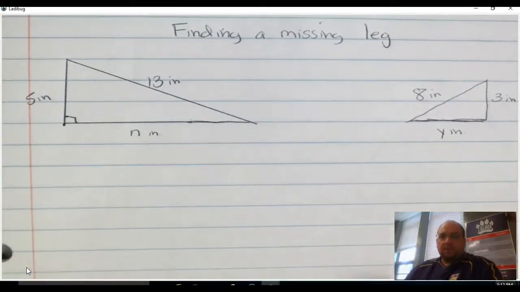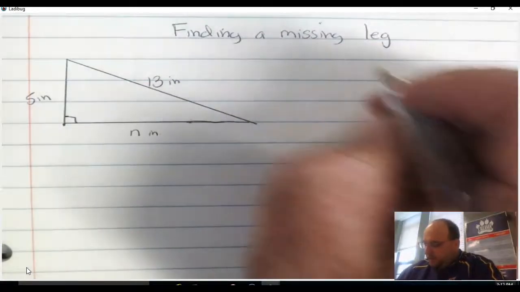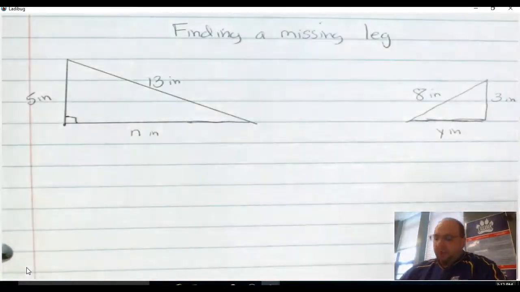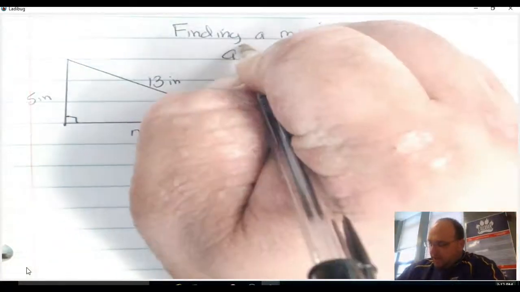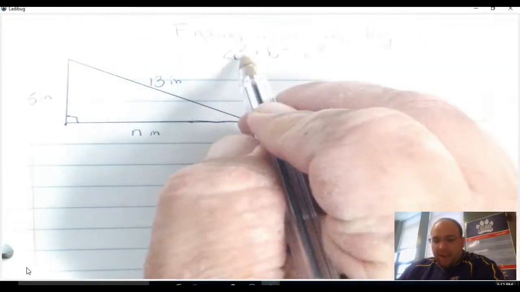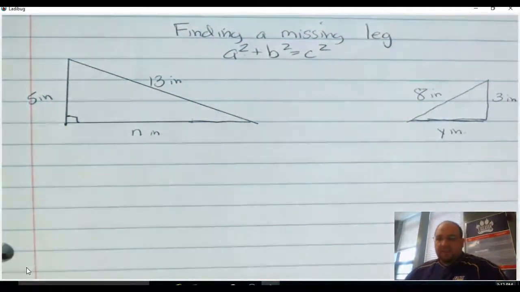All right, in these problems, we're going to find a missing leg length. In order to do that, we're going to use the Pythagorean theorem because we're dealing with right triangles. The Pythagorean theorem is a squared plus b squared equals c squared. Remember, a and b are leg lengths and c is the hypotenuse.